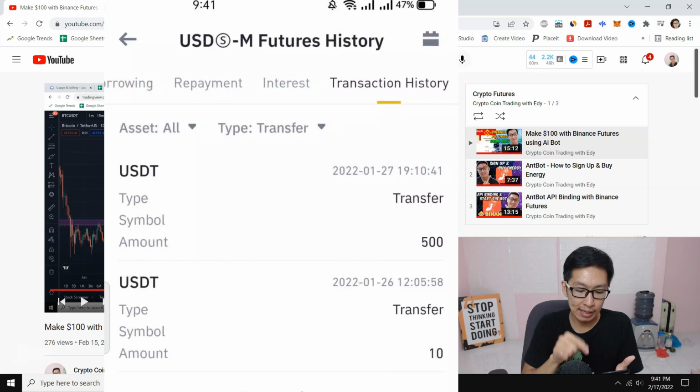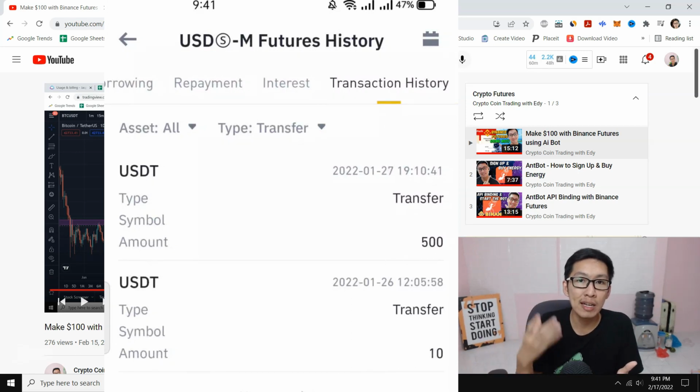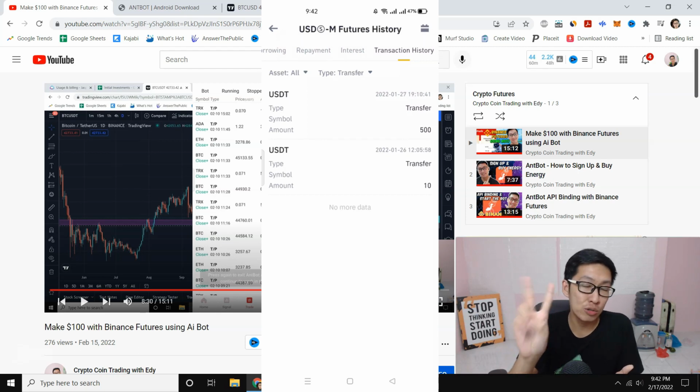$10 back on January 26. Okay, this is when I tried Binance Futures manually with $10. I practiced it, got accustomed to Binance Futures, and then later that day, I added $500. So in total, I have added $500 and $10, so $510 in total, guys. So then I started the bot. When I did manual trading, I actually lost $2.